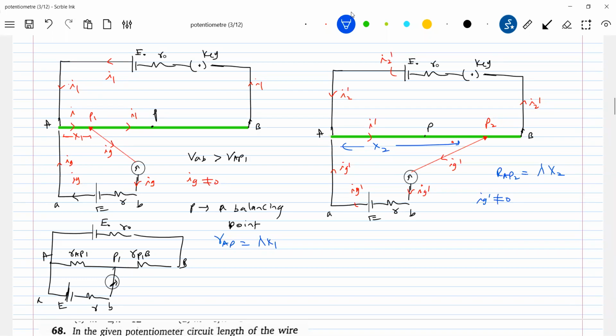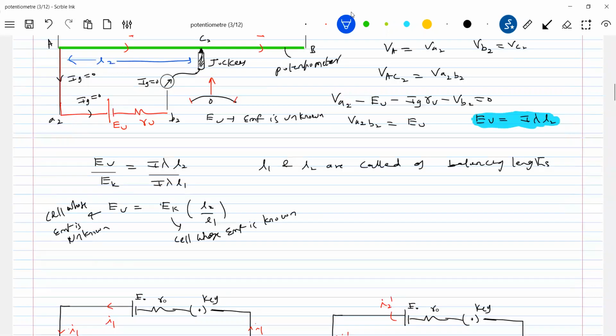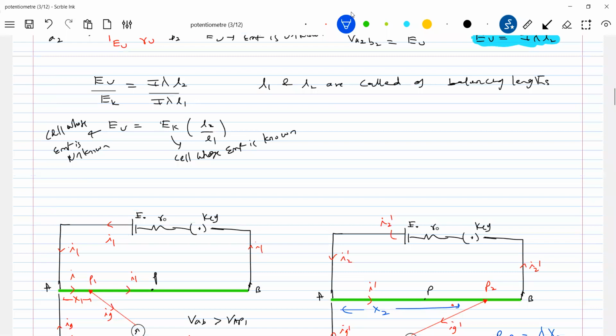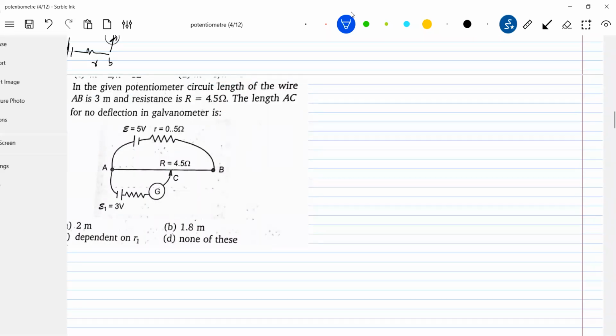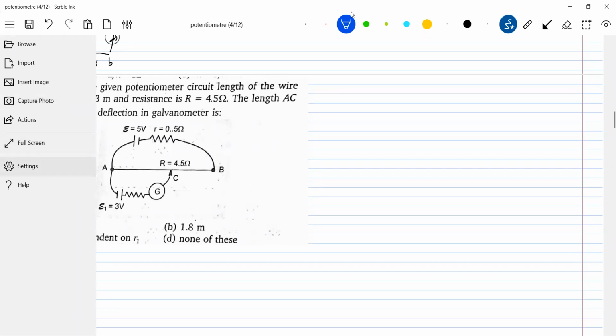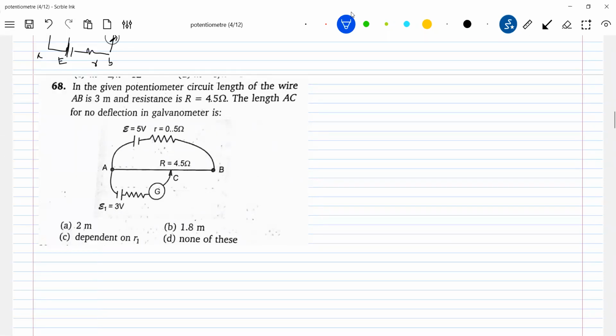Okay, this is about how to find out the EMF and how to check whether it is in working condition or not. So this we have covered. Okay, now how to find out the internal resistance of a cell. I'll introduce a page.